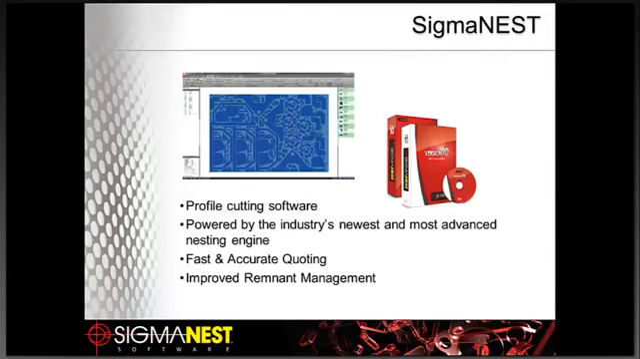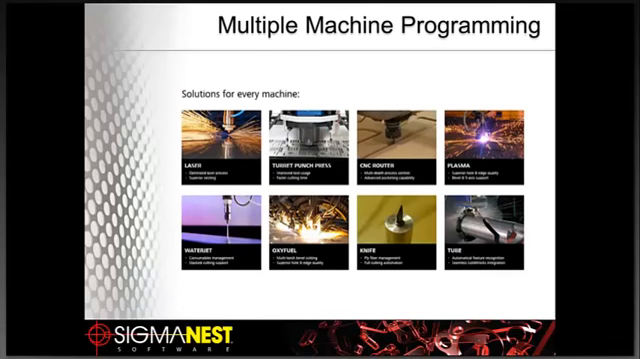Software you'll be seeing today is SigmaNEST. Profile cutting software, nesting software. We'll see version 10. SigmaNEST is used for remnant tracking, nesting, and quoting. Today's webinar, you're going to see laser cutting, but the software also runs on many other types of profile cutting and bending machines. Turret press, CNC, and so forth.